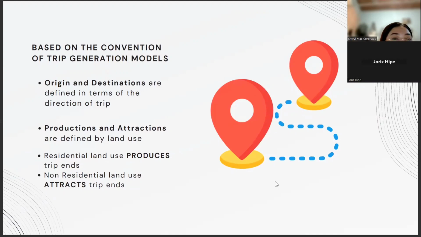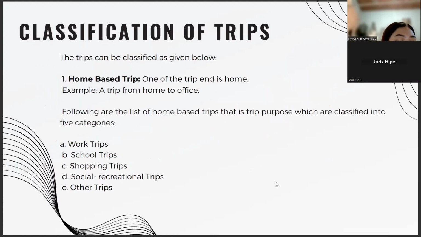Next is the classification of trips. It has been found that better trip generation models can be obtained if the trips by different purpose are identified and modeled separately. The trips can be classified as given below. We have four. Number 1 is home-based trip, where one of the trip ends is our home. For example, a trip from home to office, or a trip from home to other places.